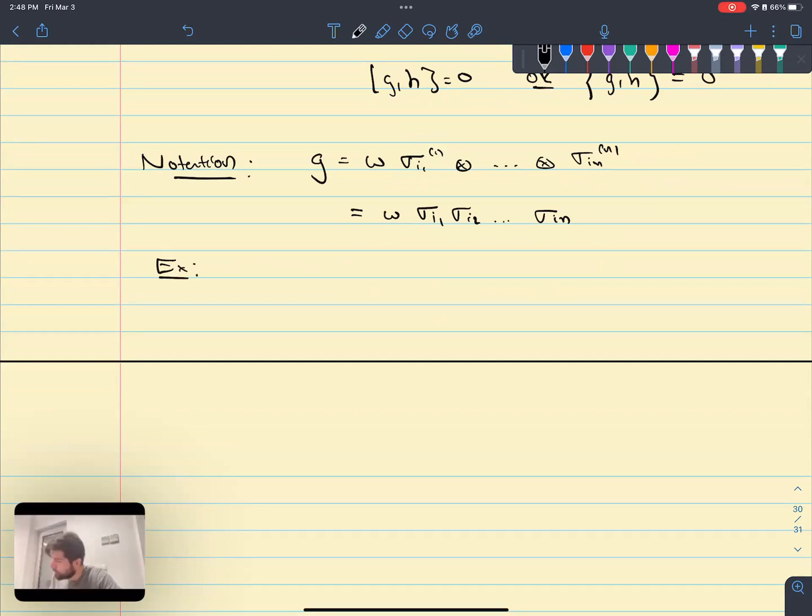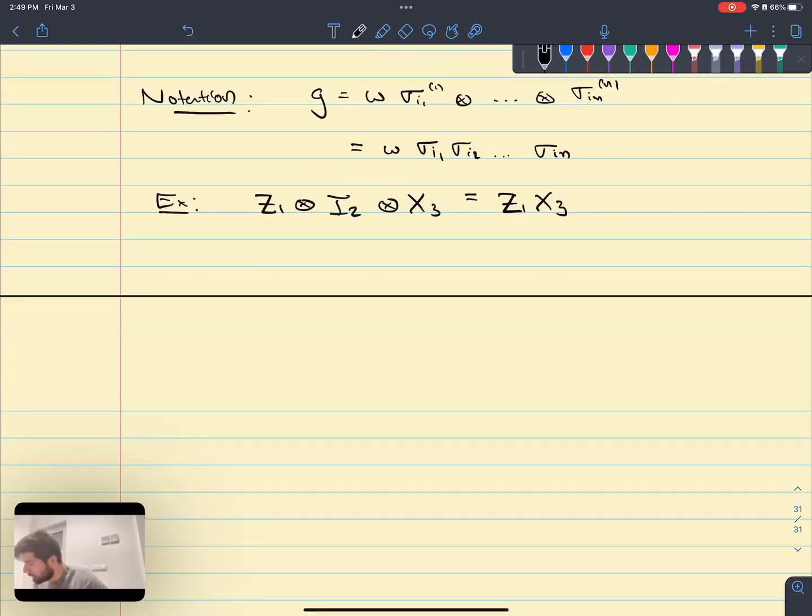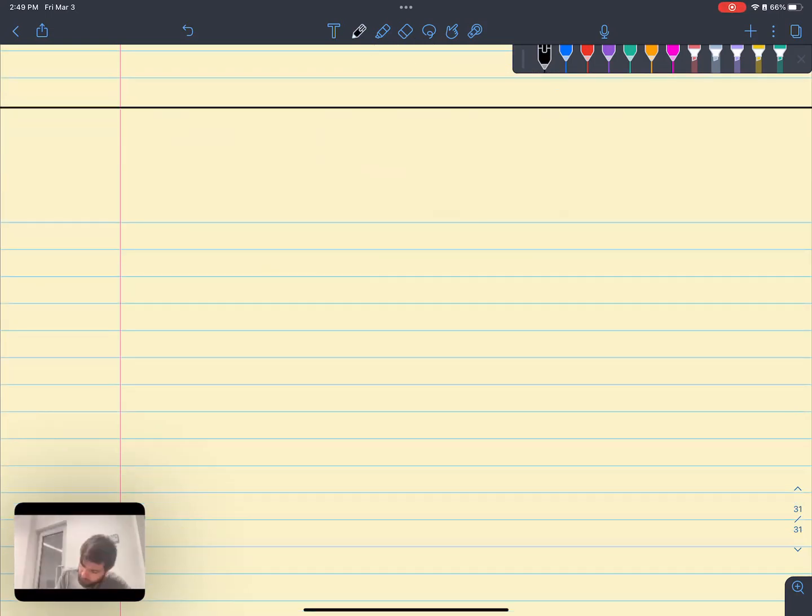For example, if you have something like Z acting on the first tensor factor, times the identity, times X on the third, then we will write this as Z1 X3, and we will just forget about the identity. Okay, so let's move on.